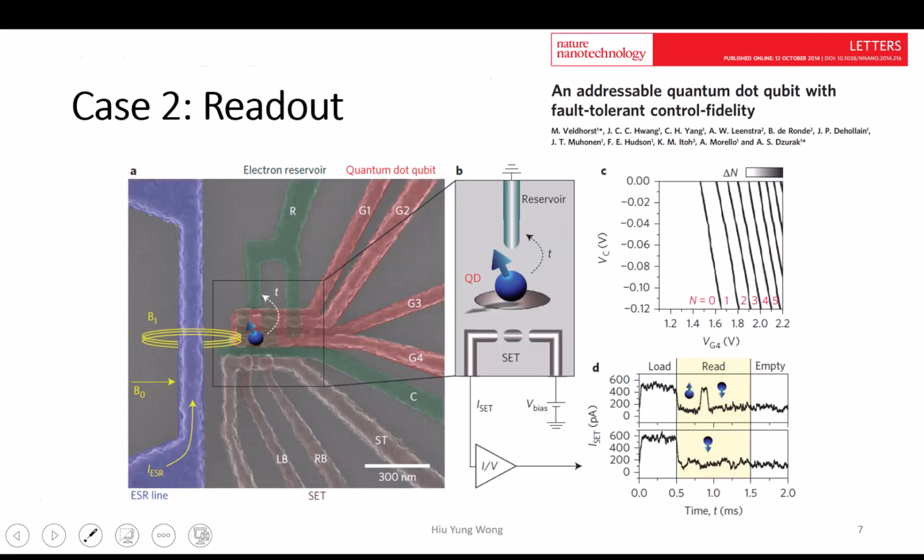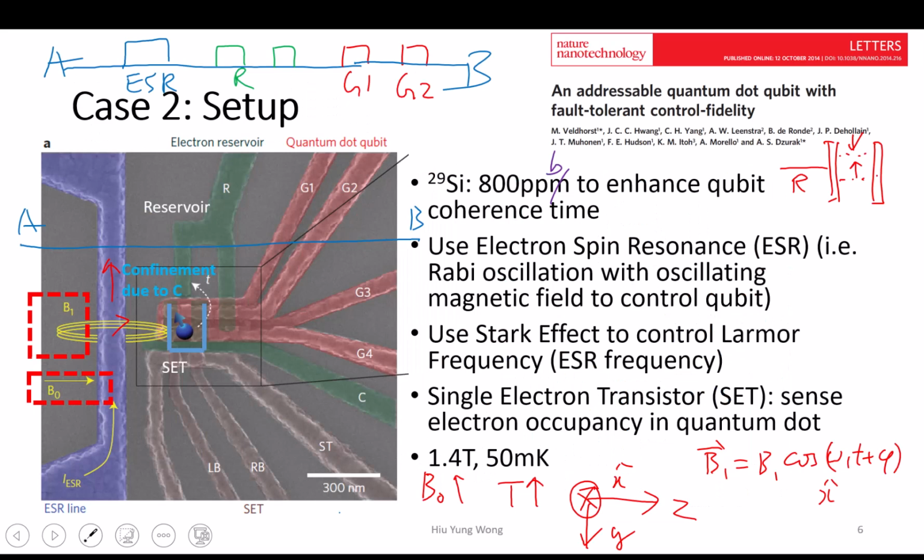I don't think I'll talk about initialization, because we already talked about this. Now there's one more thing: if I have two qubits, how do I control an individual qubit? This line is going to generate this frequency, right? It's going to affect both qubits. So that's why we need to have the qubits with two different Larmor frequencies. And how do we do it? It uses something called the Stark effect. You just take it for granted.